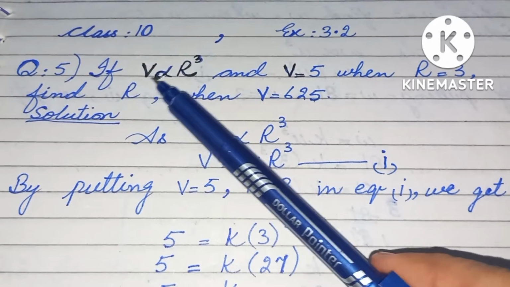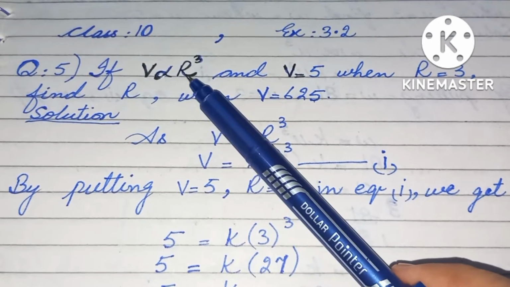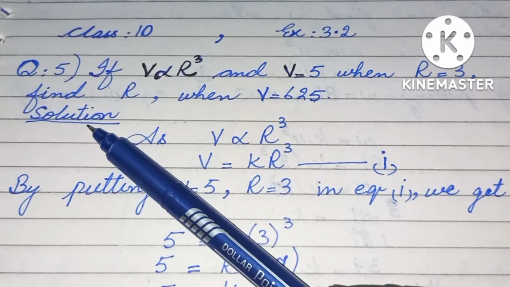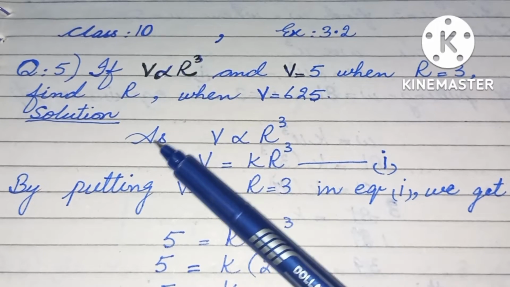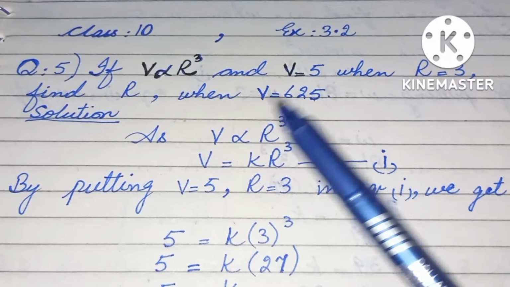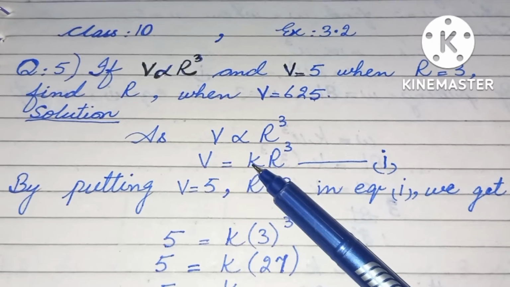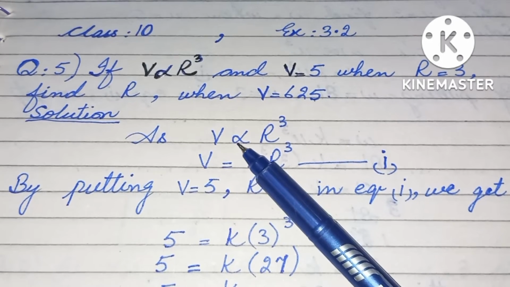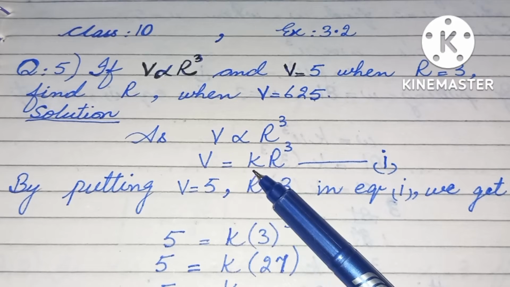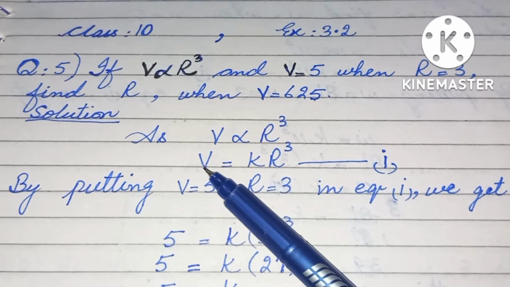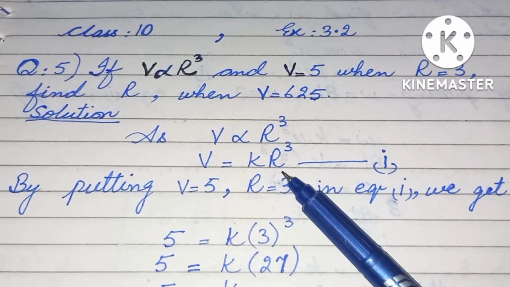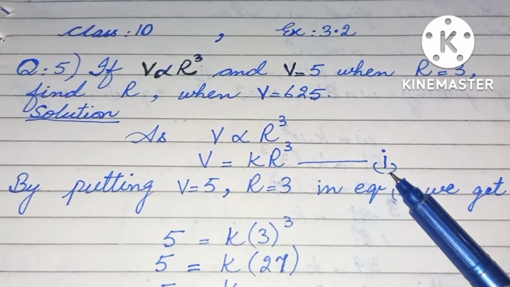In this question, we have a condition V proportional R cube. So we will start our solution by this given condition. As V proportional R cube, convert this sign of proportional into equality and K. As you know, proportional जब भी convert होता है तो equal और K आता है आपके पास. K is a constant value. V equals to K R cube as it is. This is our equation 1.